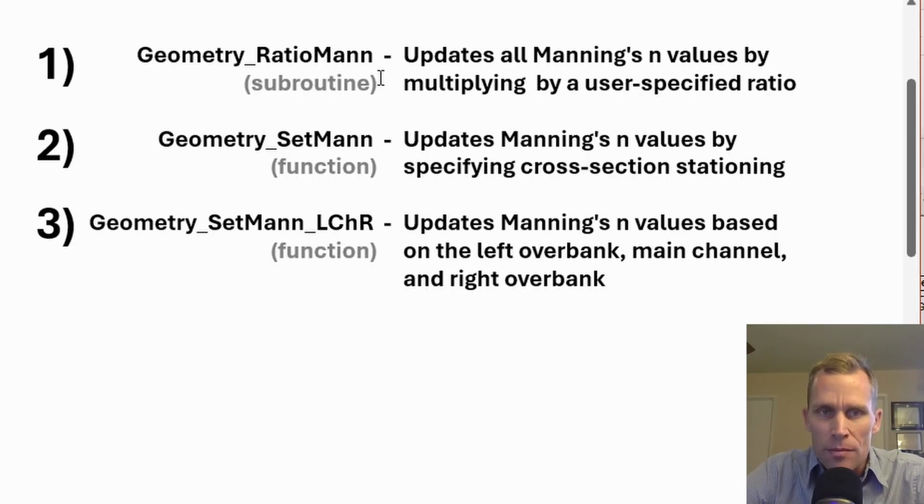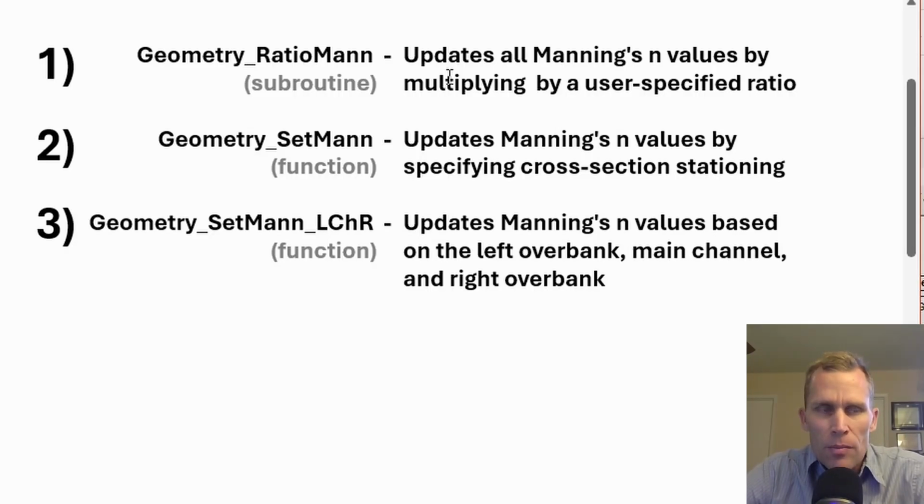So the first one is the subroutine, and it's going to update all the existing Manning's n values based on a ratio, a multiplier. So we're going to send this subroutine a specific multiplier as well as a range of cross sections within a river reach. Multiple reaches, I believe, is also an option. And then it's going to just multiply the existing Manning's n with the ratio we provided.